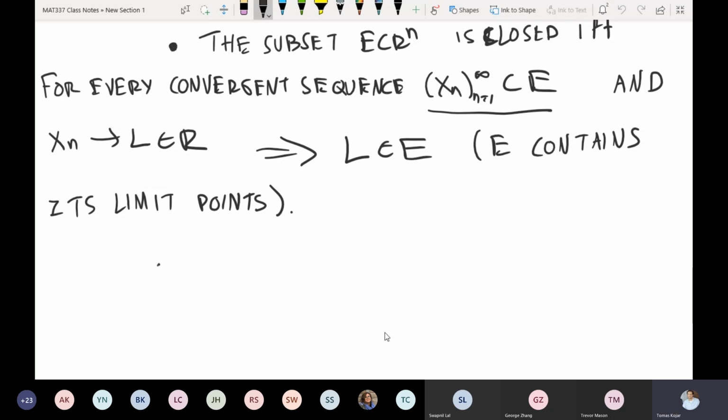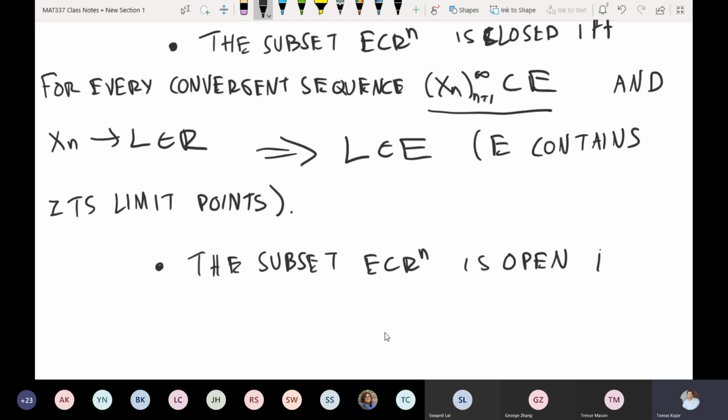And a very useful one is: the subset E is open if and only if the complement is closed.